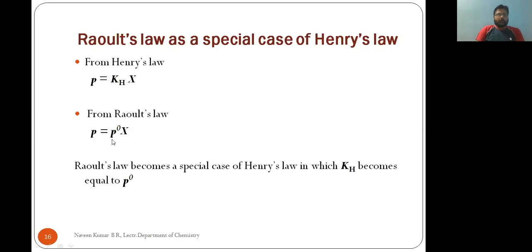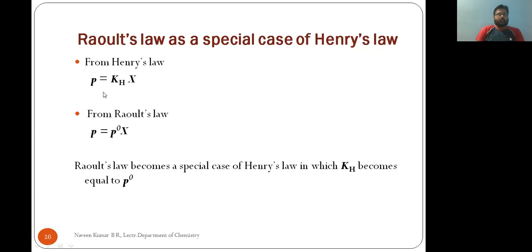You can recall Raoult's law. It explains a mixture of two volatile liquids. The law states the partial vapor pressure of each component present in a solution is directly proportional to its mole fraction present in the solution, which is given by the equation P is equal to P naught times mole fraction, where P naught is the vapor pressure of the liquid in its pure form.